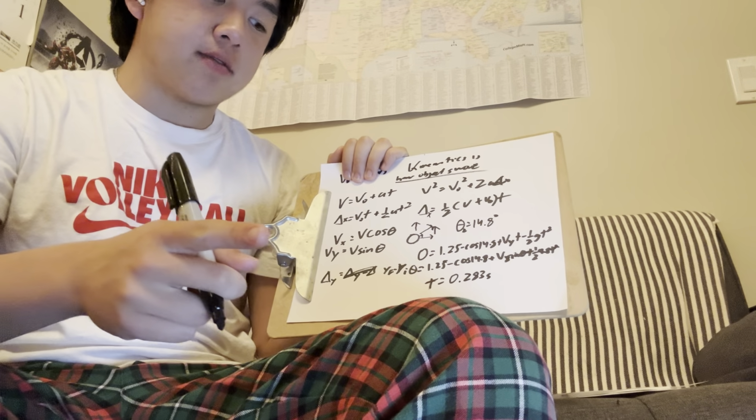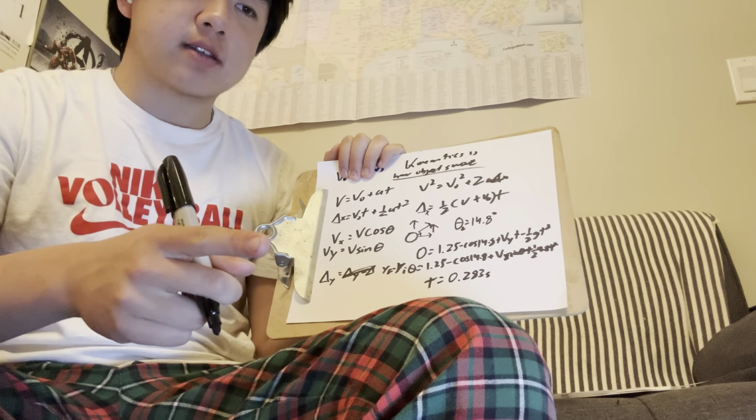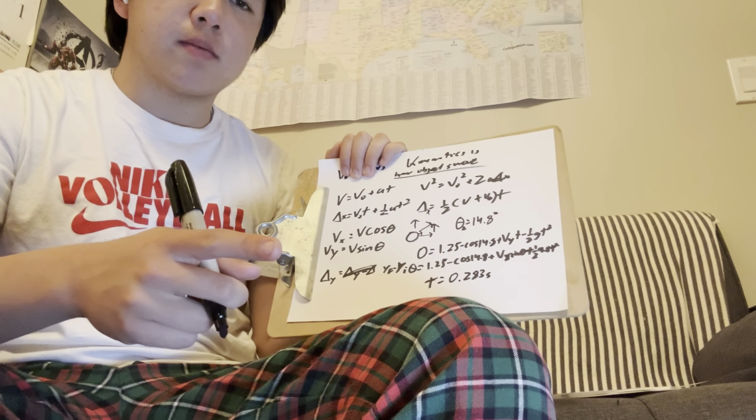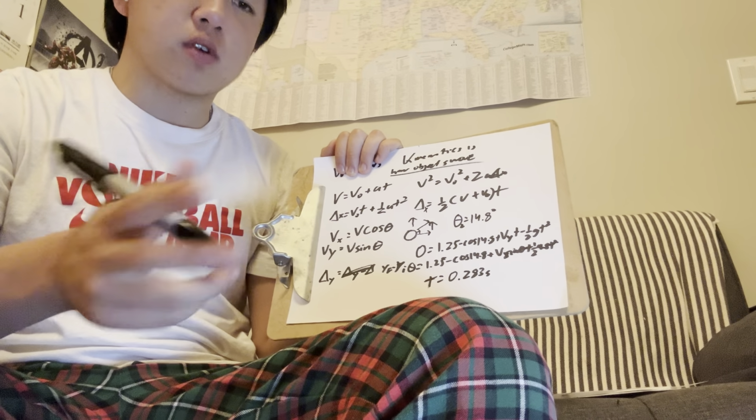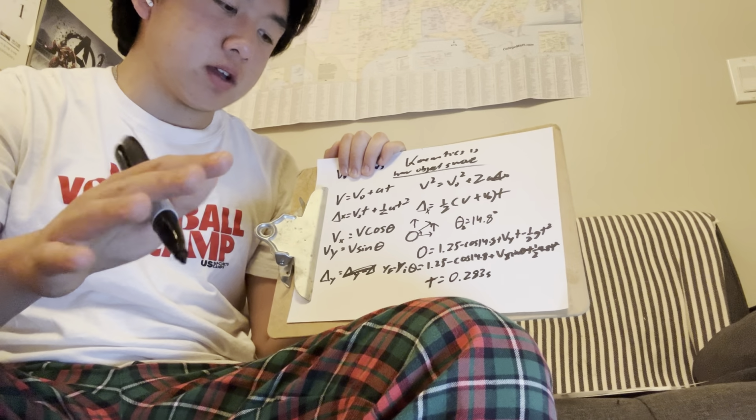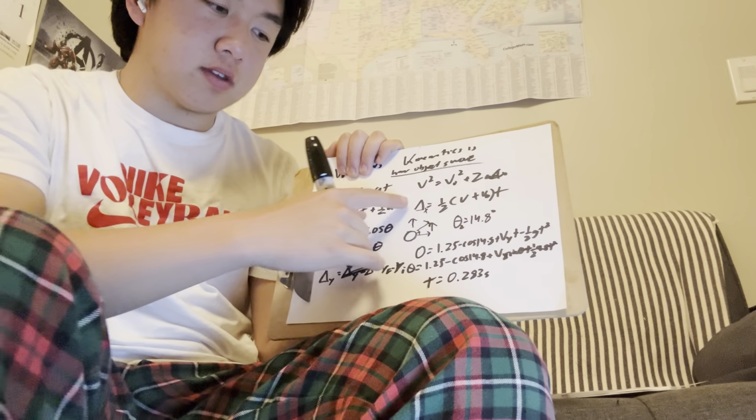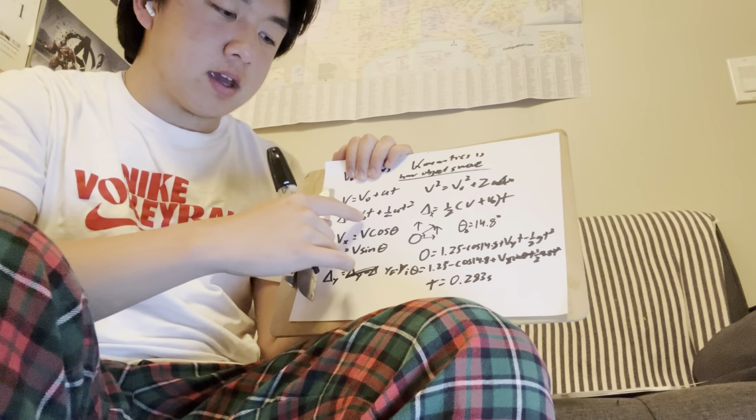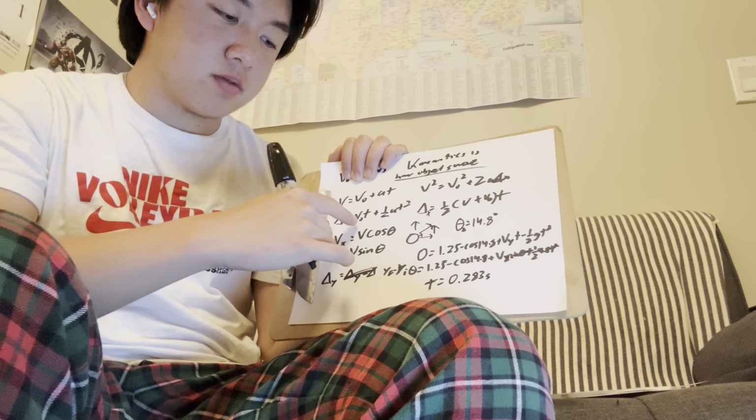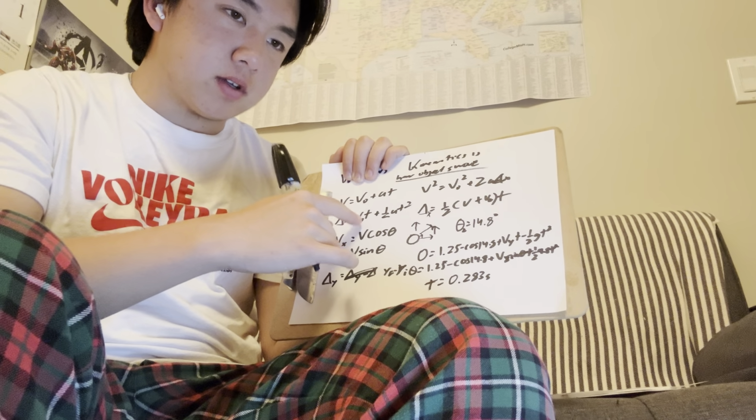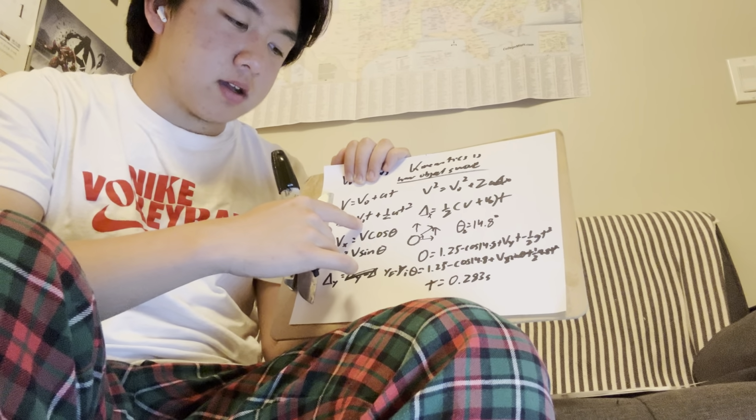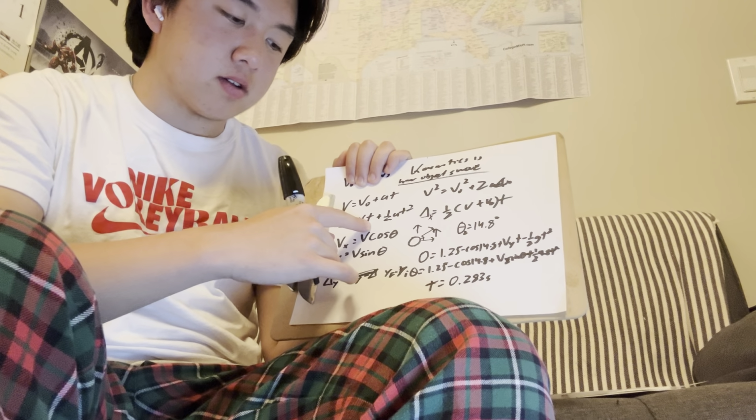X has no acceleration. Acceleration is 0. So that means if we use this equation, this term just goes away. A equals 0, and we're just left with change in x is equal to initial velocity times time. So let's write that out.